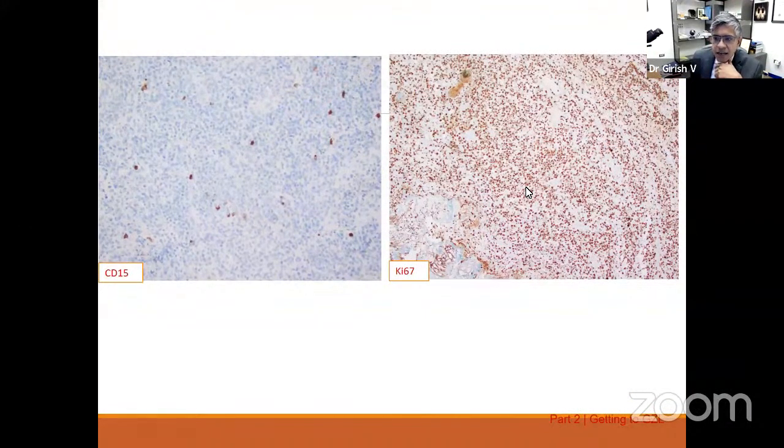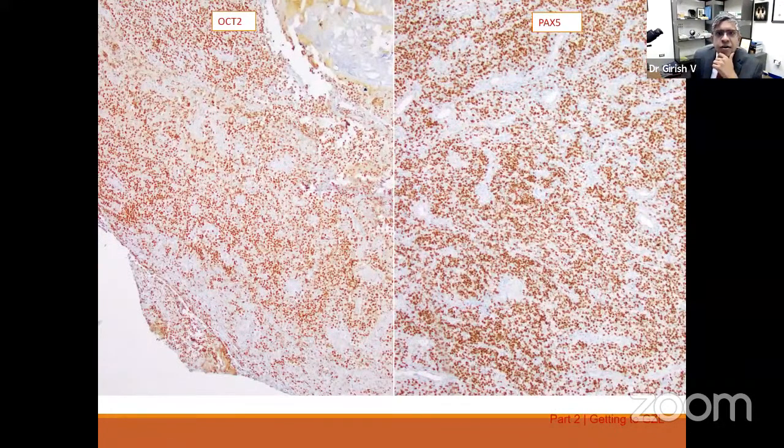CD15, Ki-67 is sky high. CD15 is negative. You'll just take my word for it. And this is neutrophils in the background, negative for CD15. And this is PAX5 strong, and these are your other markers that I'm showing you. OCT2 super strong. So this is not the same phenotype.